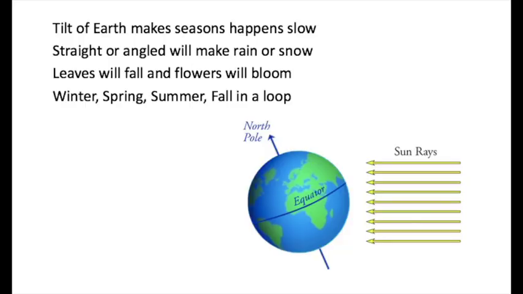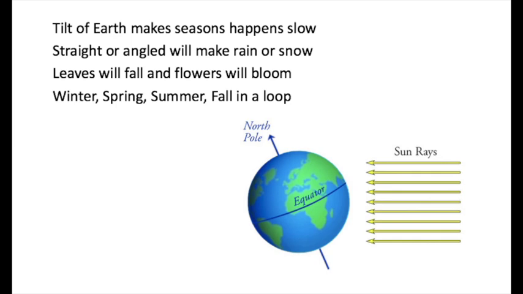Tilt of Earth makes seasons happen slow. Straight or angled will make rain or snow. Leaves will fall and flowers will bloom. Winter, spring, summer, fall in a loop.